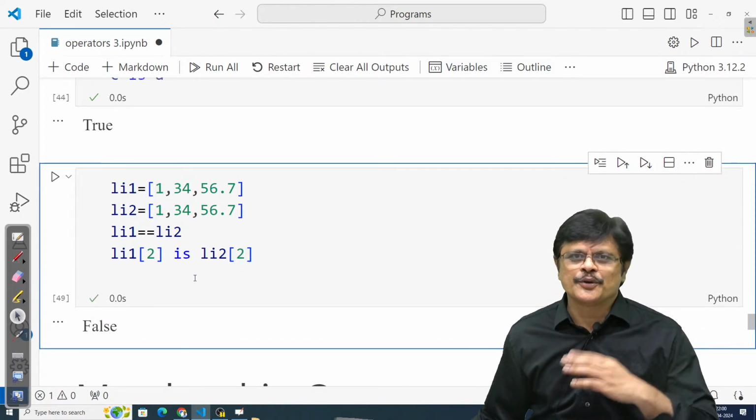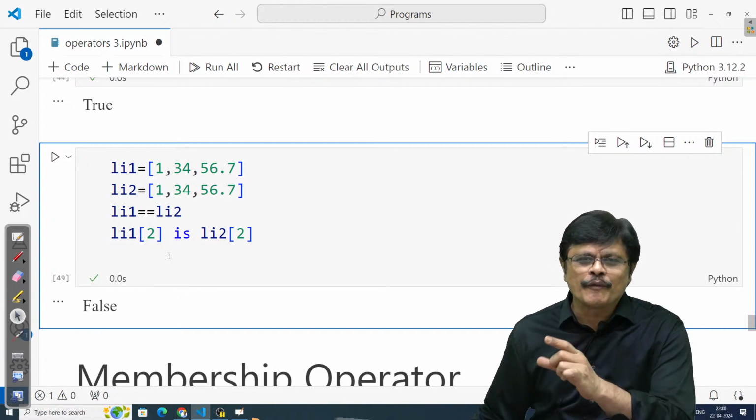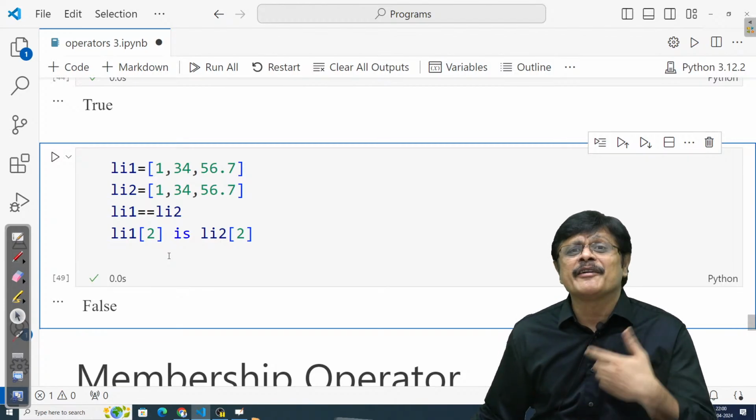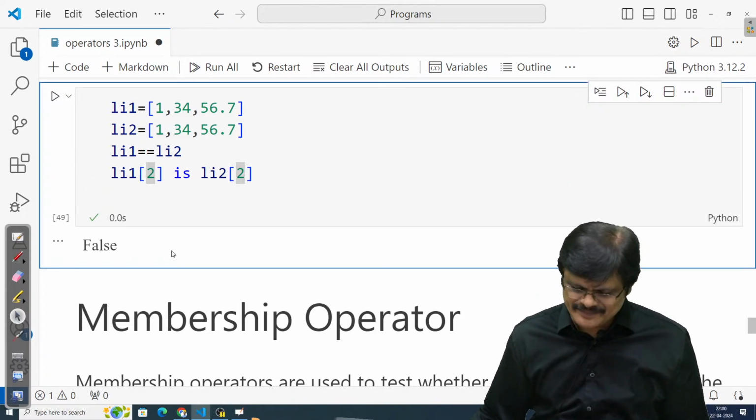But here it is creating a separate object. Not guaranteed, but for 0 to 256 the guarantee is there, because those objects are created when the Python interpreter starts. That is the idea. Is that clear, sir? Like that.